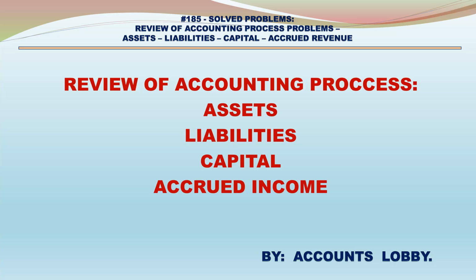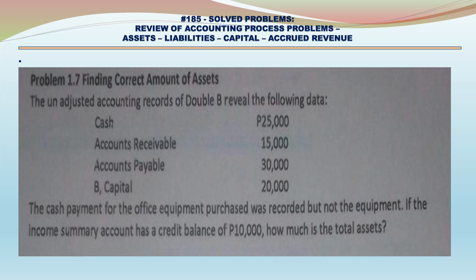Solved problems. Review of accounting process problems: assets, liabilities, capital, accrued revenue. Problem 1.7. Finding the correct amount of assets.